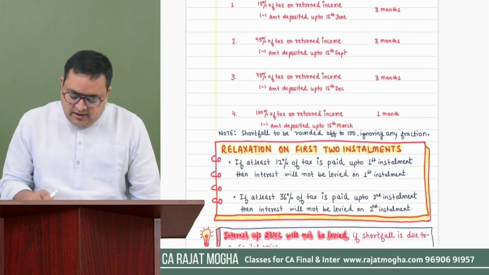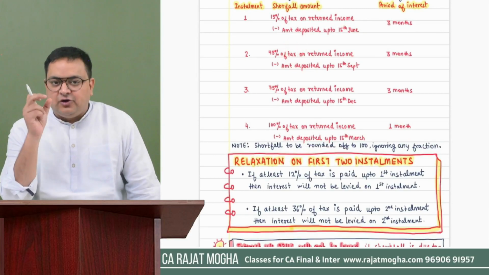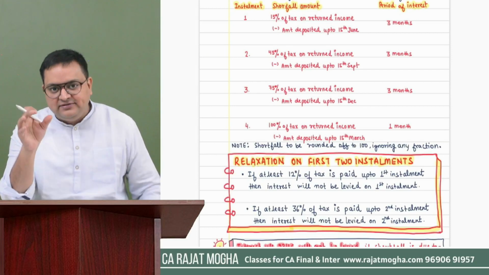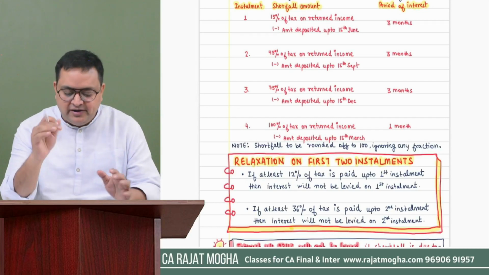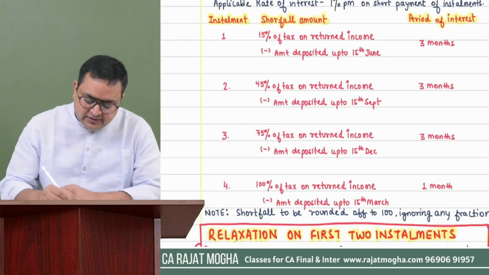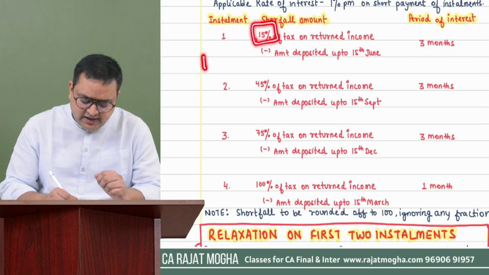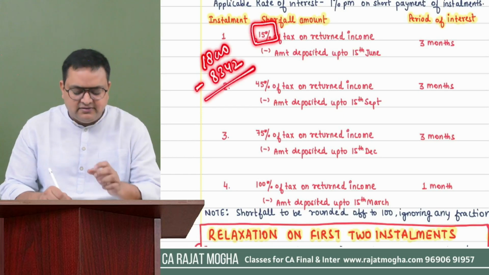And whatever is the shortfall, please round it off. Whatever difference comes, if it is not a multiple of 100, please round it to the 100, and ignore any fraction of that. Only take multiples of 100. Let's say you are supposed to deposit 15% of your advance tax liability, and it comes to rupees 18,000. And let's say you have paid 8,342.